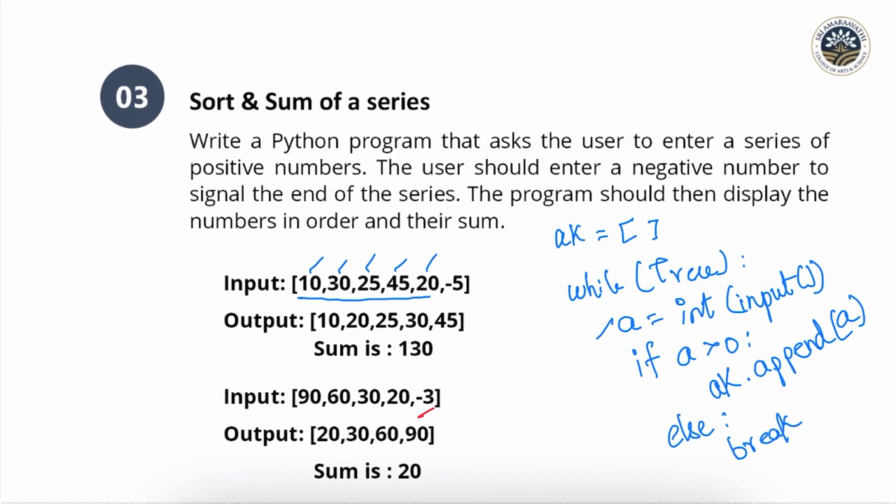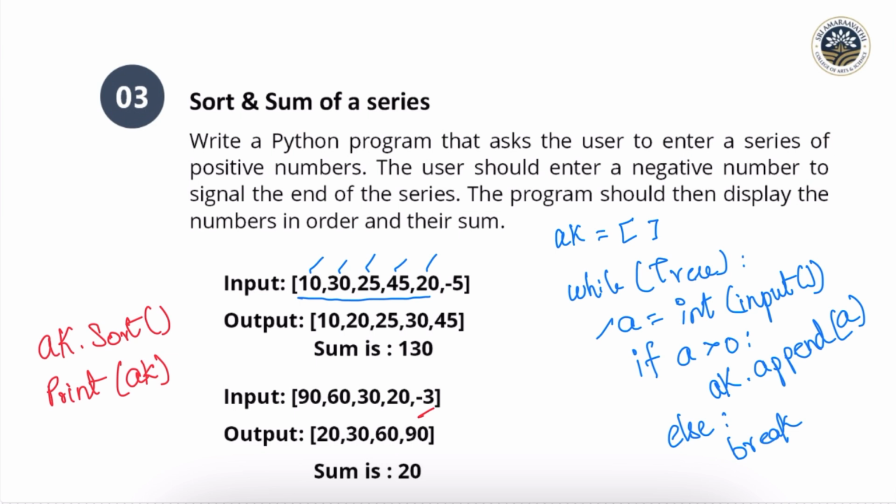How can you make the list in ascending order? You just need to sort the list. How to sort the list? You just use the method ak.sort(). This method will sort the list. After that, you just print the list. It will return the result as 10 20 25 30 and 45.